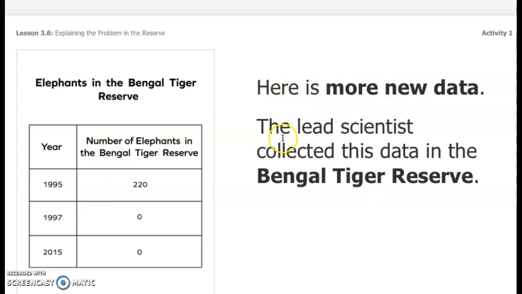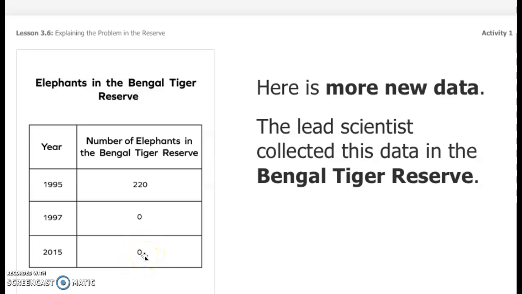Here is more data. The lead scientist collected this data in the Bengal Tiger Reserve. So here's the year: 1995, 1997, and 2015. Number of elephants in the Bengal Tiger Reserve. So by looking at 1995, there were 220 elephants. Twenty years later, there's 0.